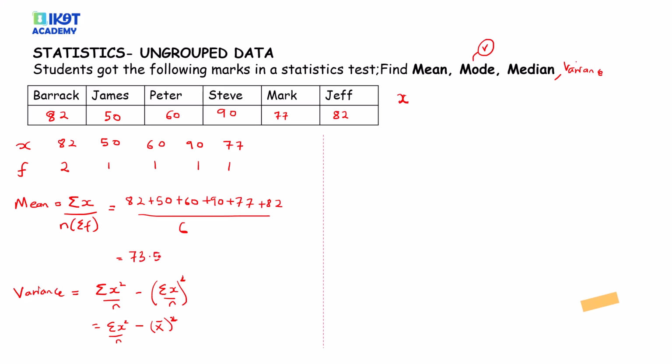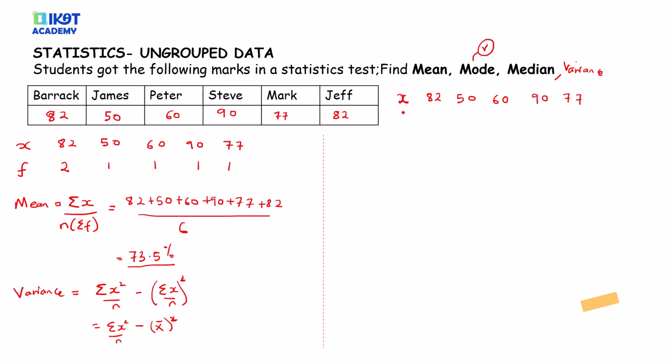Okay, so here for our mean we got 73.5%. I'm not sure if that's what we got when we were doing it the first time, but this is the answer from the calculator. So now here we are going to calculate the variance. Now we are going to list these values. We're just going to get them from this table. We're going to list our x values. We have 82, 50, 60, 90, 77.